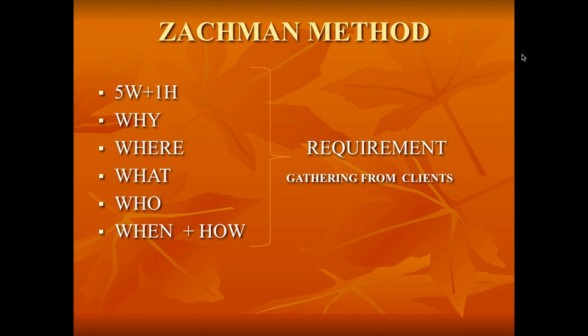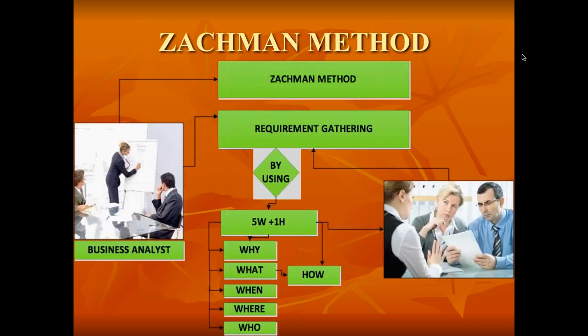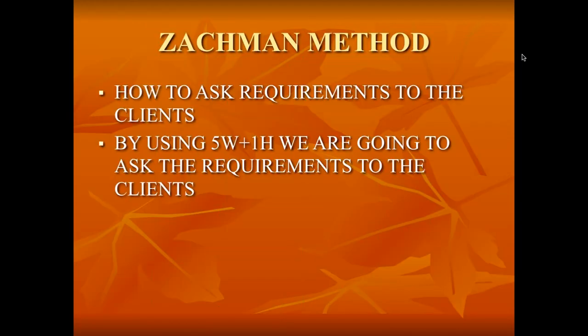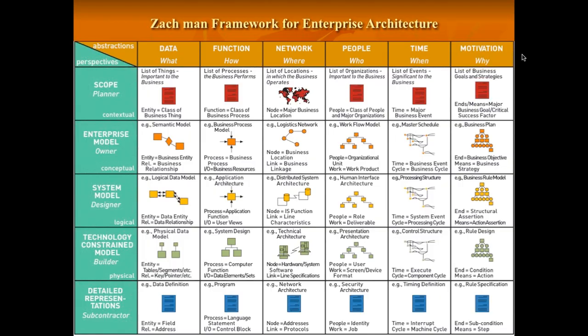Zachman says 5 W's and 1 H. The 5 W's are why, where, what, who, when, and 1 H is how. How to ask requirements to the client? By using 5W 1H, we are going to ask requirements to the client. So this is the structure: 5W 1H. Why, what, when, where, who, and how. And here comes an example.